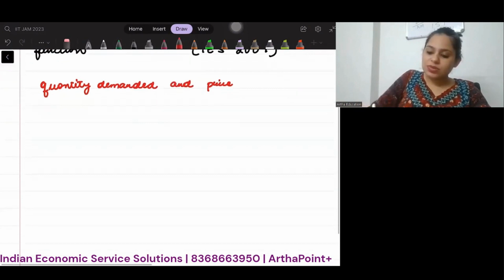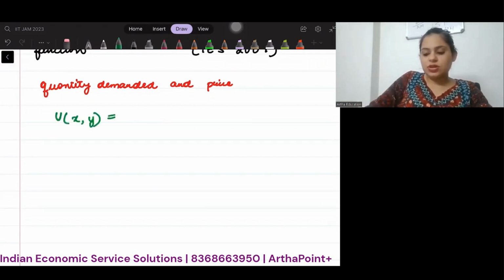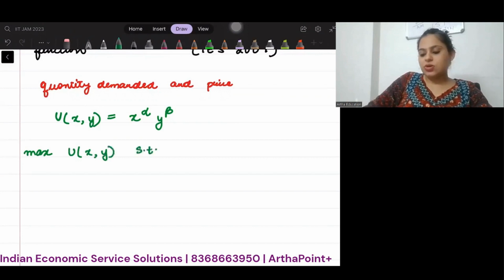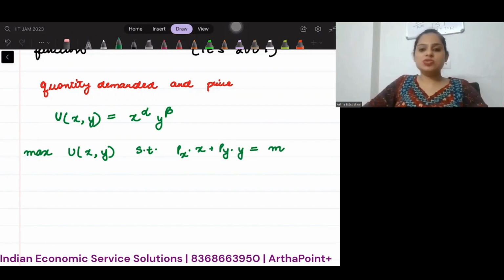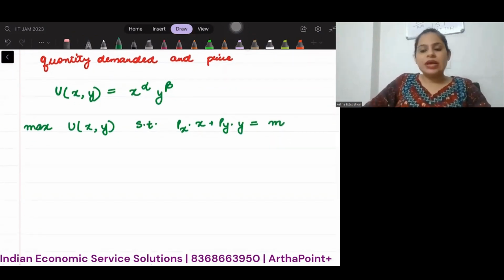So what I can do is, to begin with, let us go ahead and write the utility function. I'm taking a general Cobb-Douglas utility function, x to the power alpha, y to the power beta. And the aim of any consumer is to maximize this utility subject to the budget constraint px into x plus py into y. I'm always on the budget line, so it is equal to the income of the consumer. Either you can apply Lagrange or you can simply apply your equation.